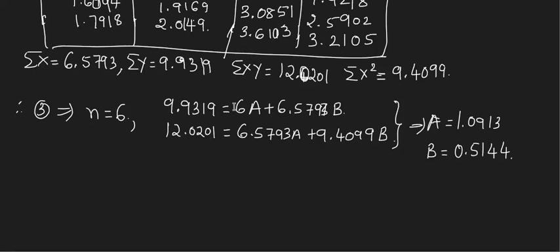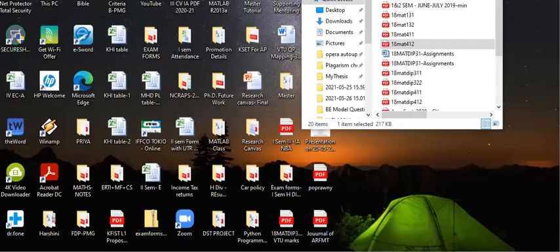While taking, it should be taken 6, then 6.5793 and then 9.9319. I think the equation given is A n x plus B n y equal to C n. Yes. Same answer.